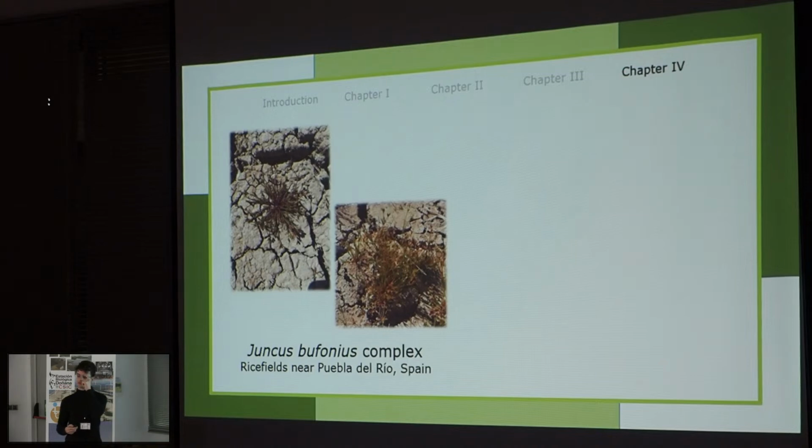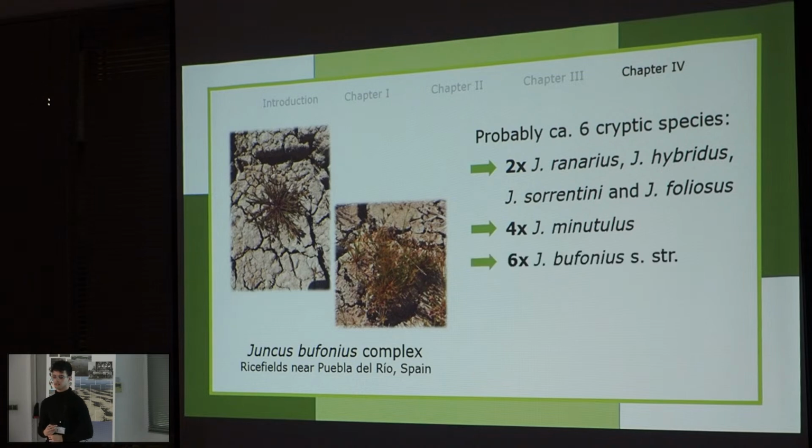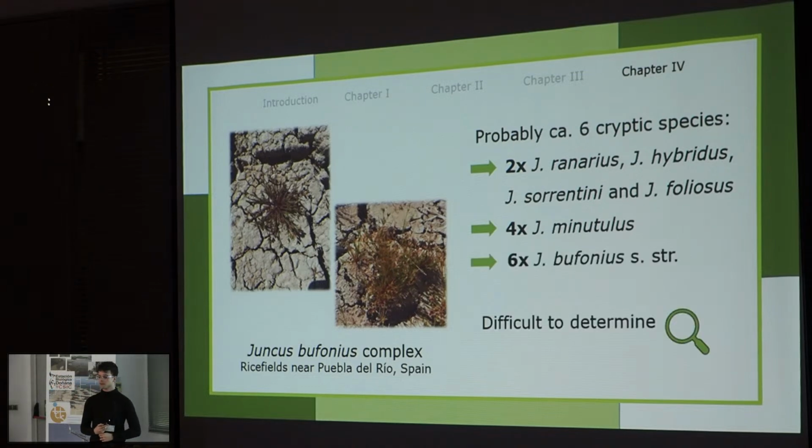This complex is formed by around 6 cryptic species that are divided in 3 ploidy levels: the diploids, the tetraploids and hexaploids. And the problem is that they are difficult to determine. When we find a seed in a thesis or we grow the adult plants, it's really difficult to get the species just with the morphometrical data.